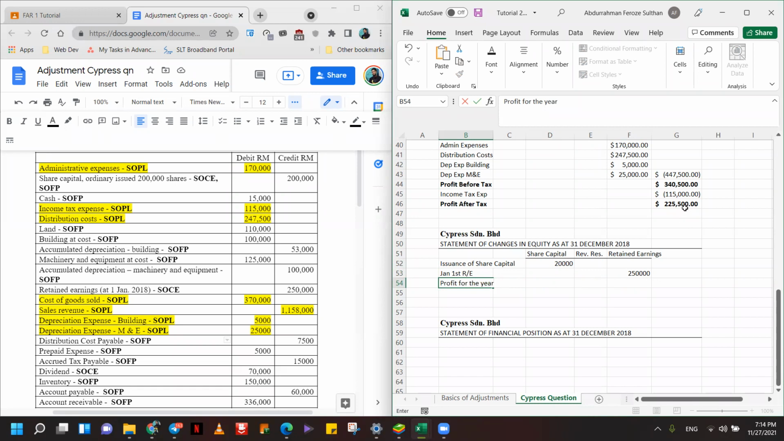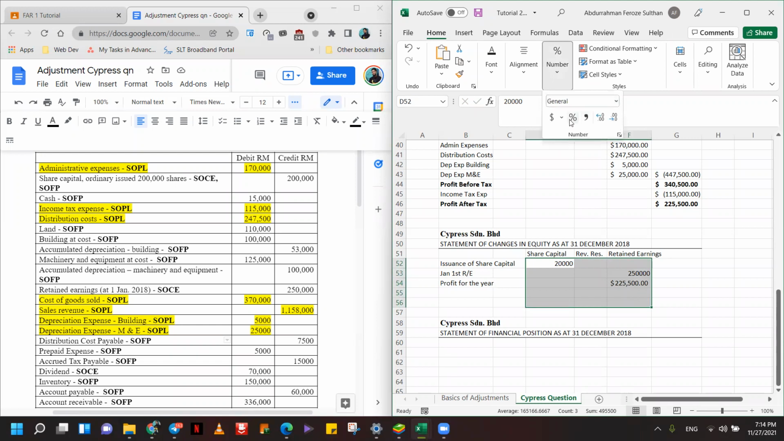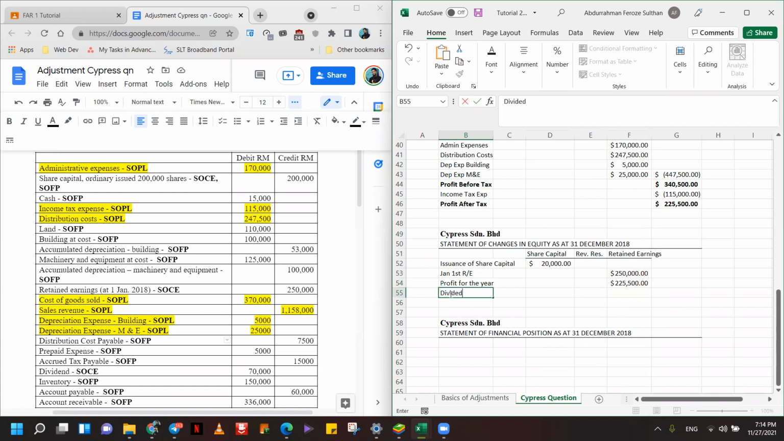So here the profit of the year is the profit for the year. And then we have dividend. What do we put here? 70,000. Do we plus it or minus it? Minus. All right, that's great. And then retained earnings.